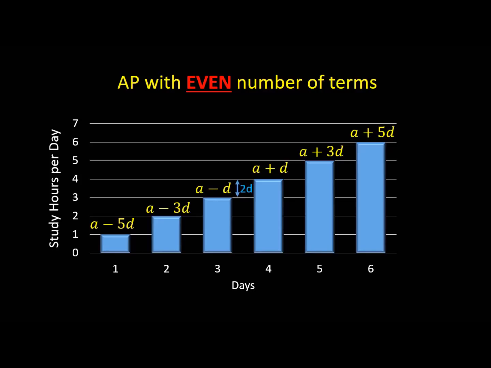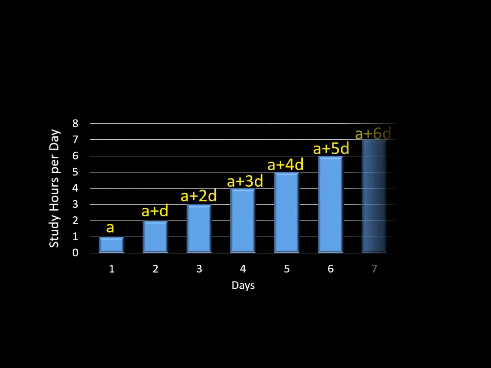And if you have an AP with an odd number of terms, then you just name the middle term as A, and you keep adding the common difference D to get the higher terms and subtracting D to get the lower terms. Now coming back to the first system that we looked at for naming the terms of an AP, that is, we name the first term A and then for the subsequent terms we just add multiples of the common difference D. So we get A plus D, A plus 2D and so on.